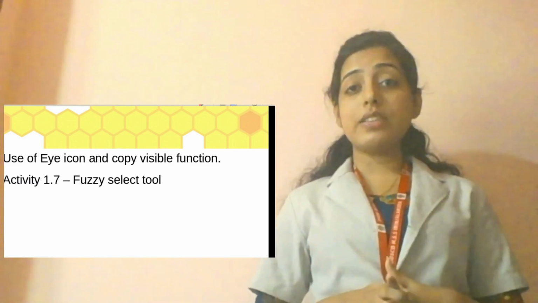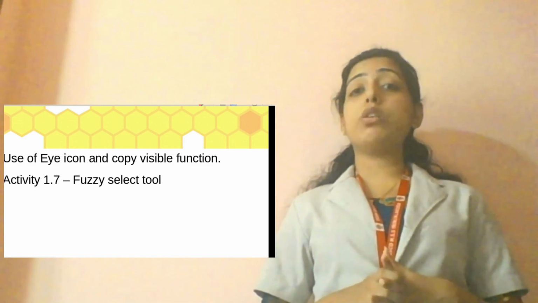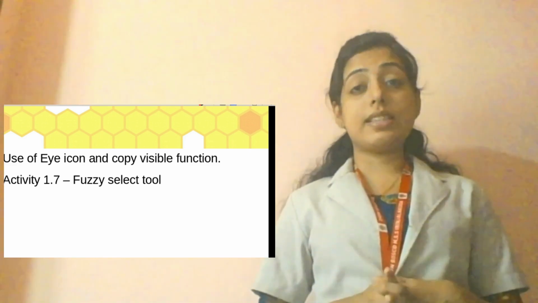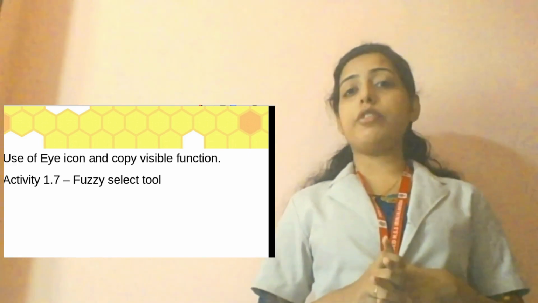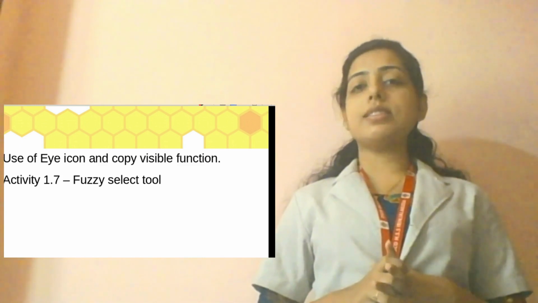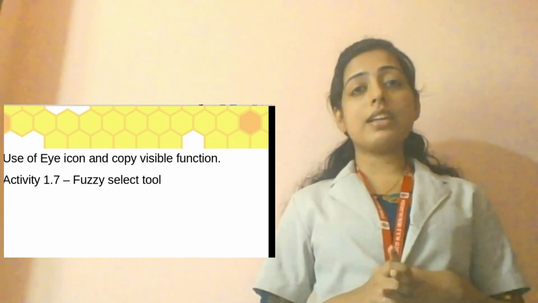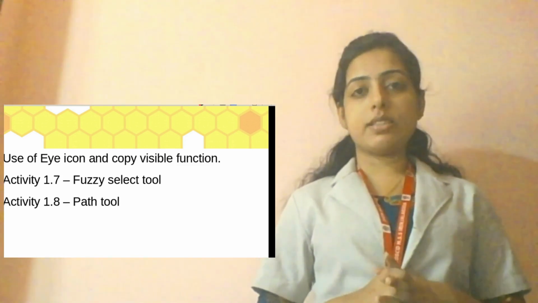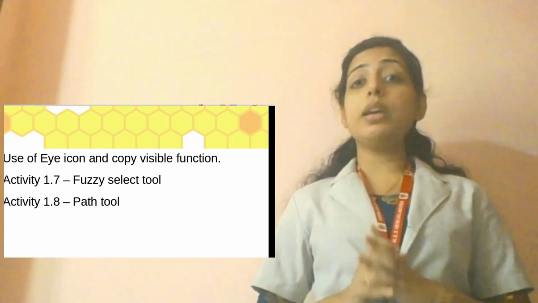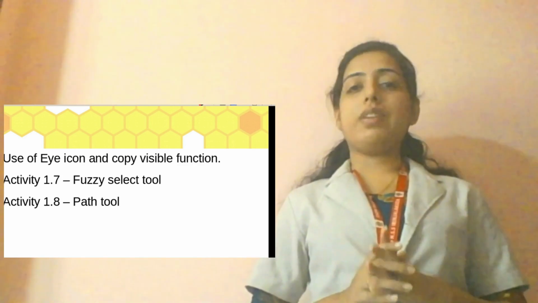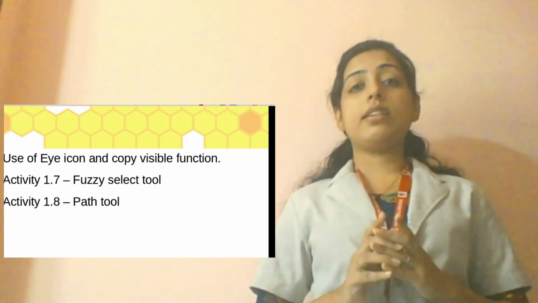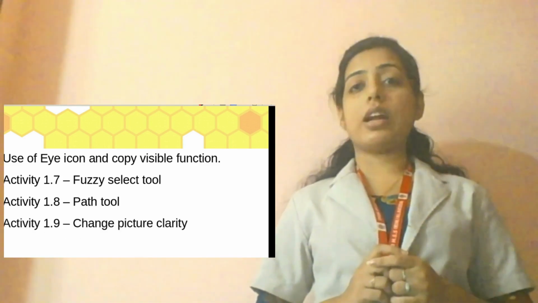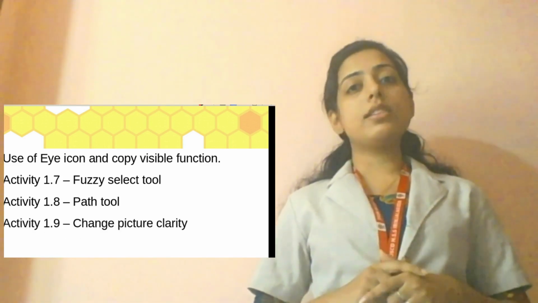And the next activity you have learned about another tool called fuzzy select tool. What is the use of fuzzy select tool? We can select a particular region from an image using fuzzy select tool. Then in the next activity you have learned another tool called what? Path tool. From the name itself it implies for selecting path of an image. We can select path of an image, and the end path should be same as that of the start point. So right click and select on start point.